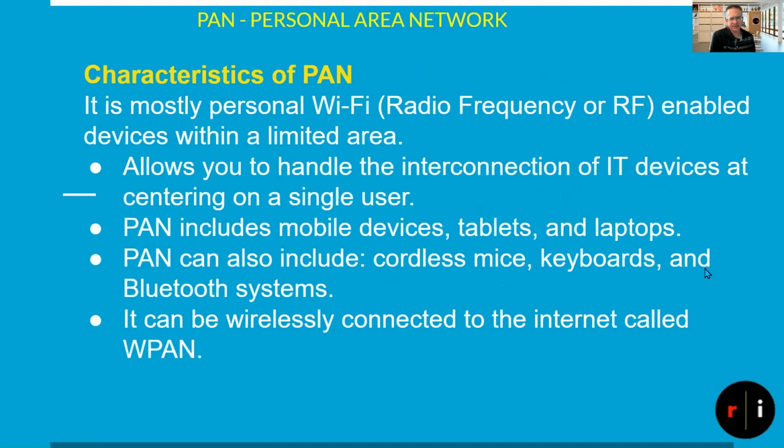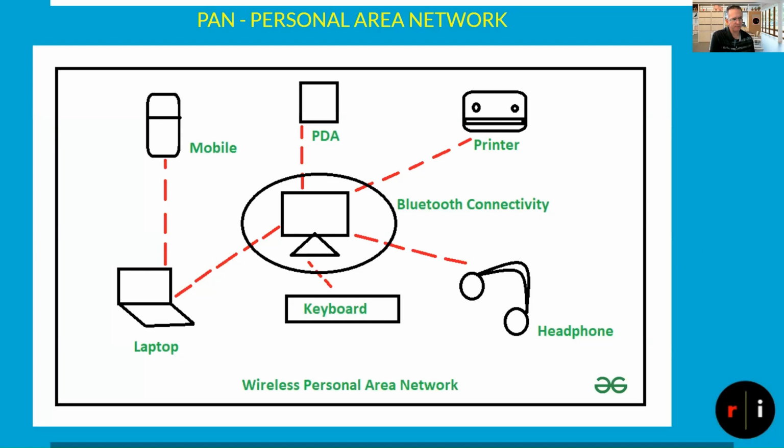Some characteristics of a PAN: it's mostly personal Wi-Fi or radio frequency enabled devices within a limited area. So mobile devices, but it can also include things like cordless mice, keyboards, and Bluetooth systems. This is a simple diagram of what a PAN, or personal area network, might actually look like.